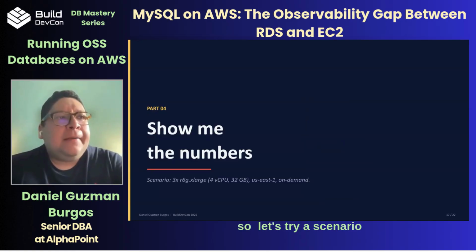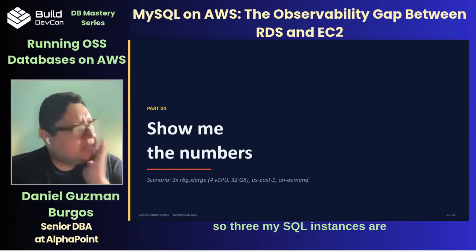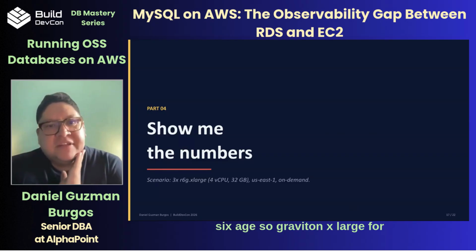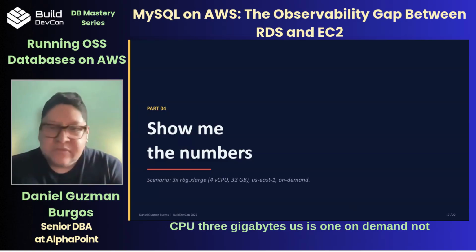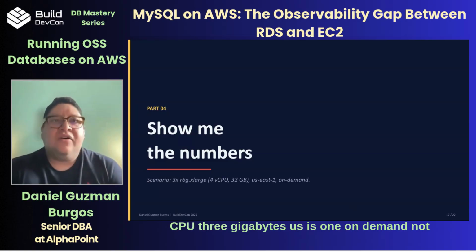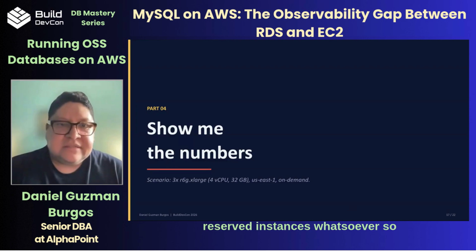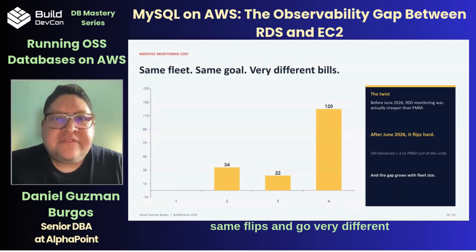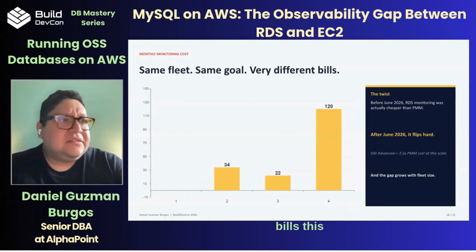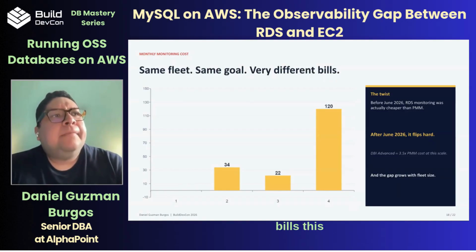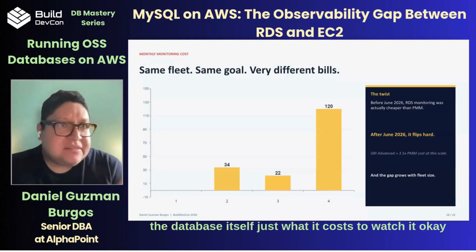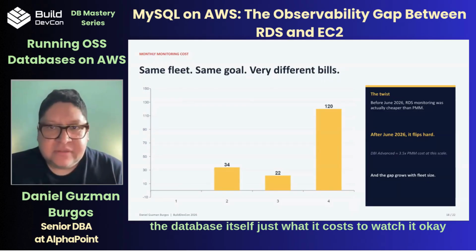So let's try a scenario. 3 MySQL instances, R6g, so Graviton, xlarge, 4 CPU, 32 gigabytes, US East 1, on demand, no reserved instances whatsoever. Same fleet, same goal, very different bills. This is per month, monitoring and observability only, not the database itself, just what it costs to watch it, okay?